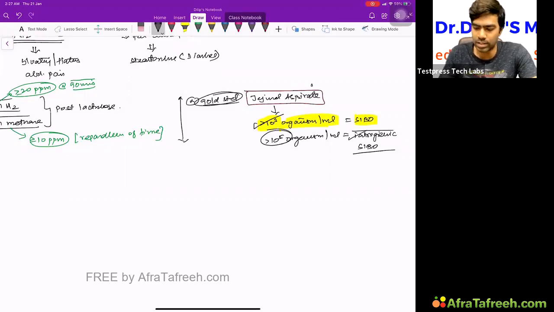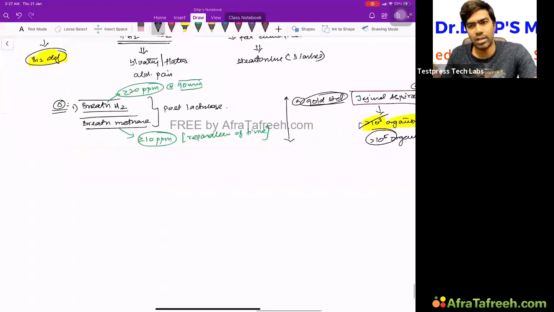So this could be a question in exam. What is the gold standard for diagnosing SIBO? Answer is jejunal aspirate. Alternatives are breath hydrogen and breath methane after giving lactose.